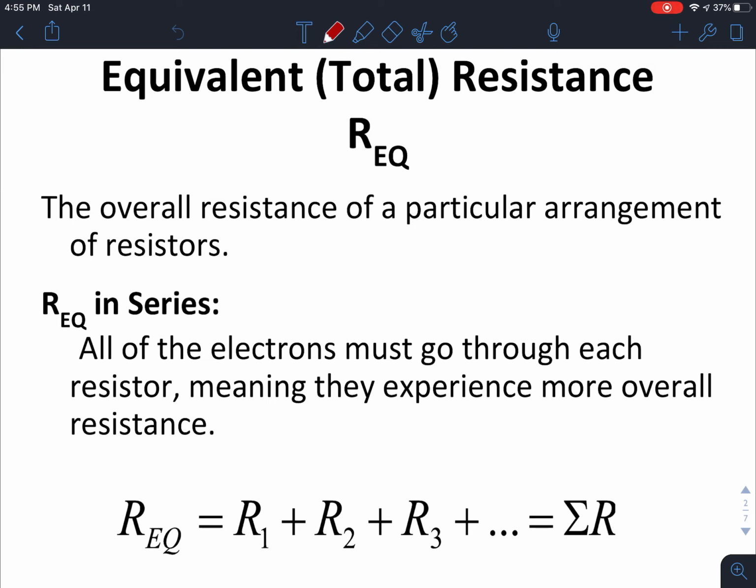So if you have a series circuit, it's really simple to calculate the equivalent resistance, and all you do is add up the resistance of all of the individual resistors. So if you look at the bottom of the page, you have the equation there where resistor 1, 2, 3, etc. you add all those up, so the total resistance is just the sum of all the individual resistors. So that's the series rules.